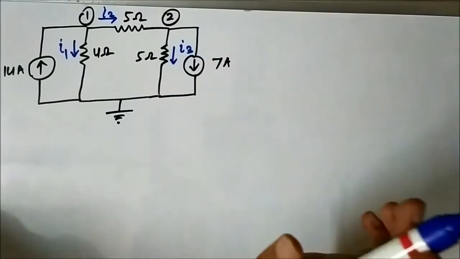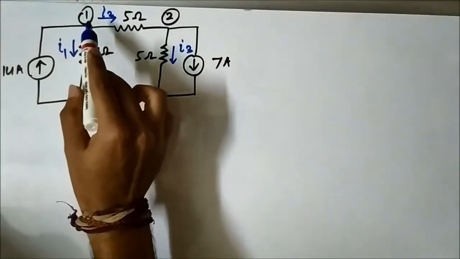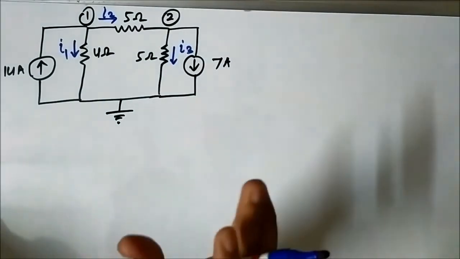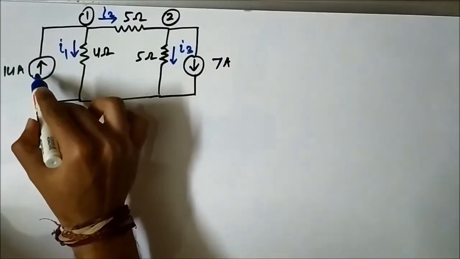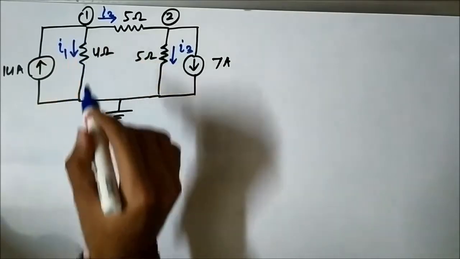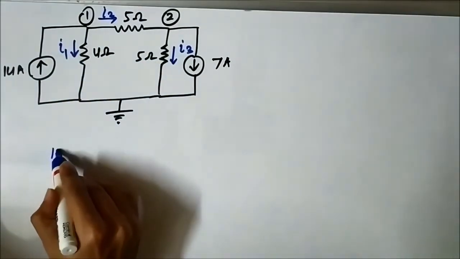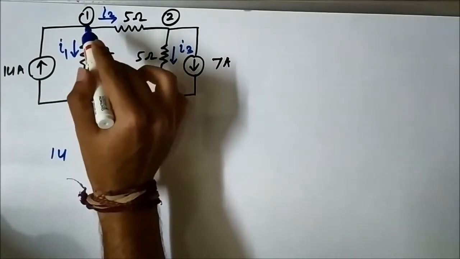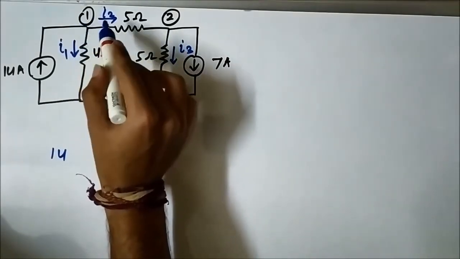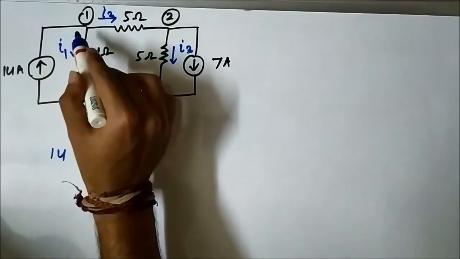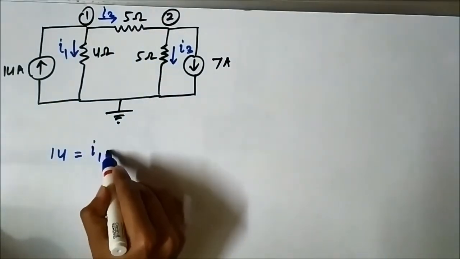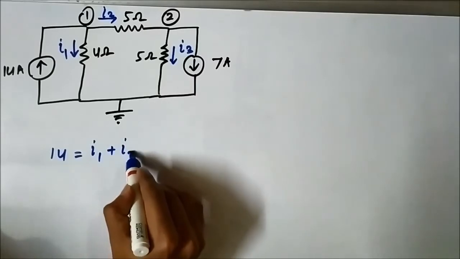Now we have to write the KCL equations for node 1. For node 1, the KCL equation is something like this. See, 14 ampere is flowing towards the node, so it will be on one side. I1 and I2, they are flowing away from the node. Okay, node 1 I am talking about. I1 and I2 are flowing away, 14 ampere is flowing towards. So 14 ampere will be on one side, I1 and I2 will be on the other side.